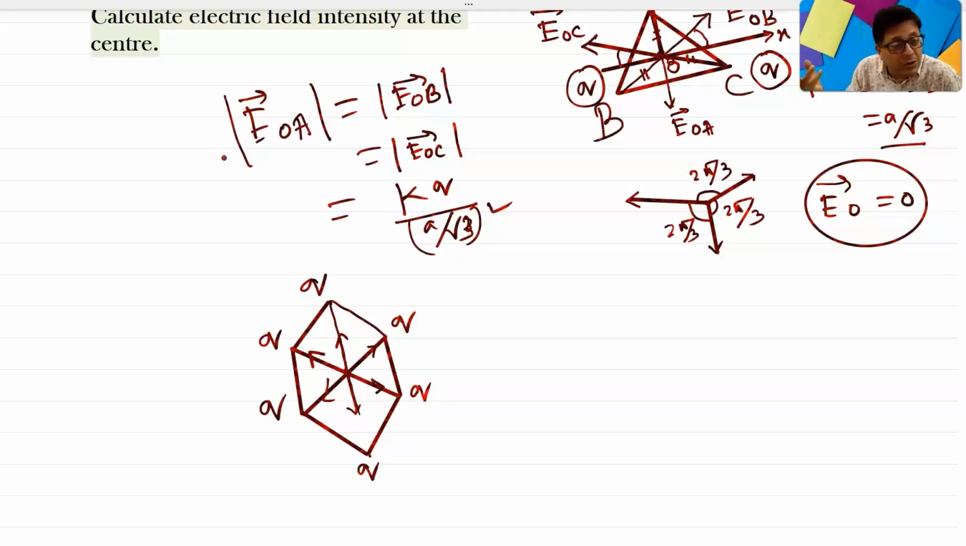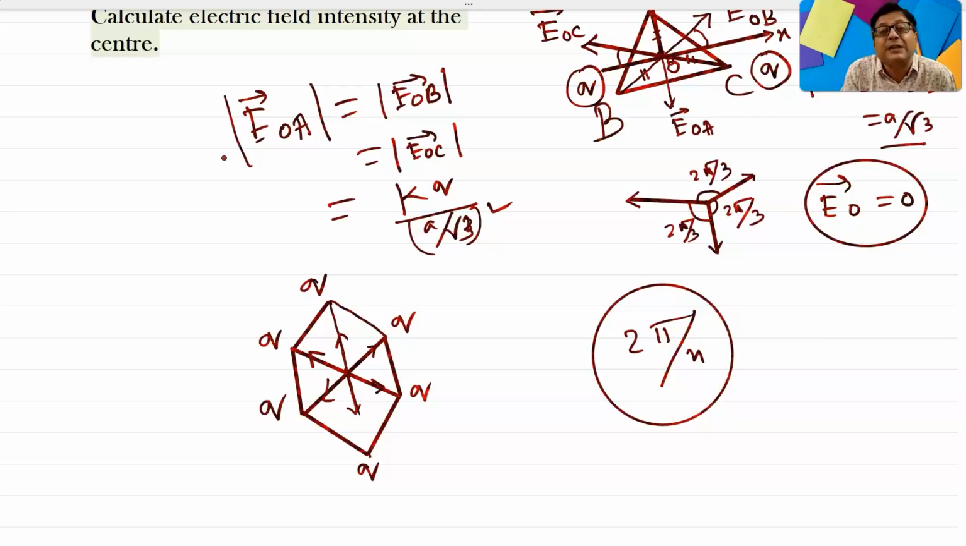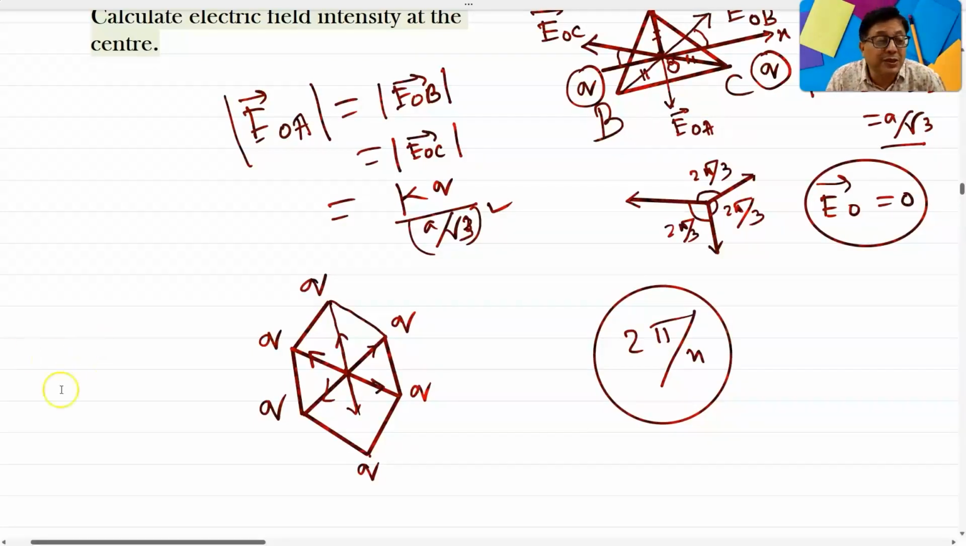For square also you can do the same manner. But if the question arises, if they are kept at the vertices of an n-sided regular polygon, then what is the logic? Then you have to state it this manner. At the center, those electric fields make an angle of 2 pi by n for an n-sided polygon with each other. So the resultant field will be 0 over there. Alright.